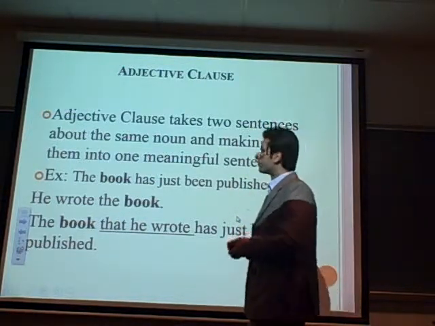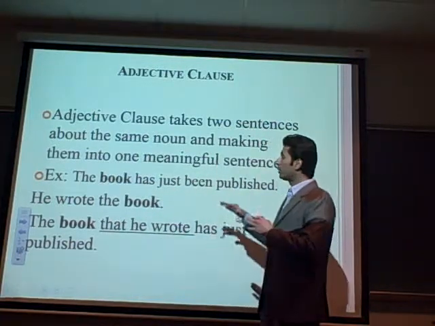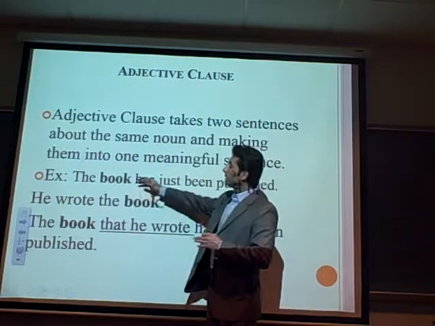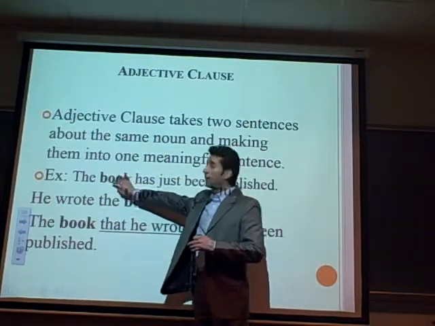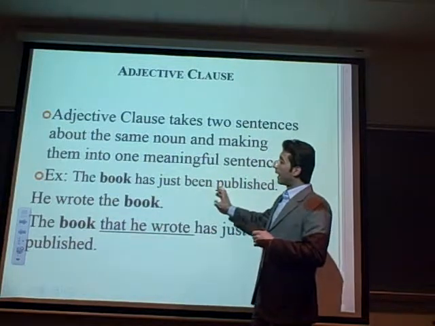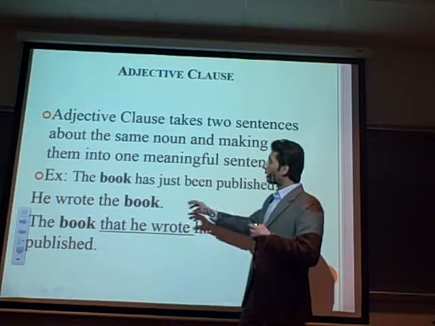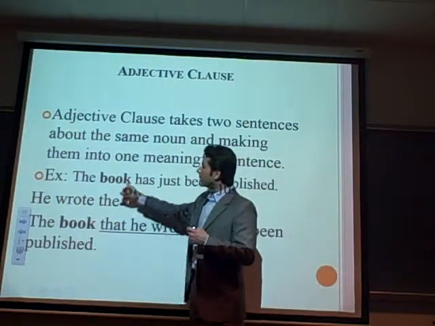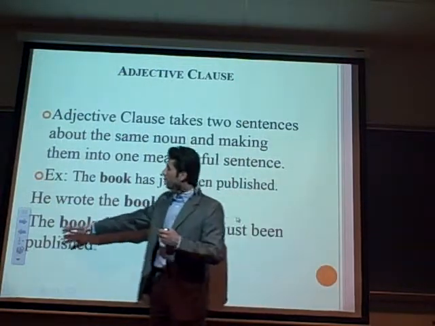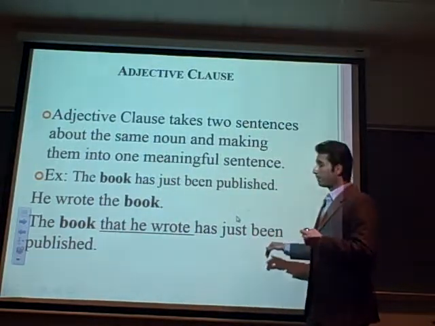For example, here: the book has just been published. He wrote the book. So we have two different sentences, but we have the same noun. If we would like to combine them and make them one meaningful sentence, we can do this because we have the same noun here. So we can say, the book that he wrote has just been published.